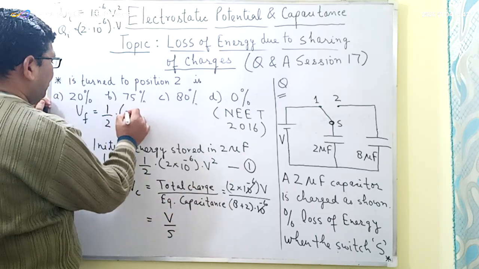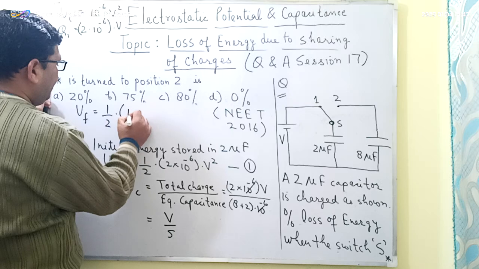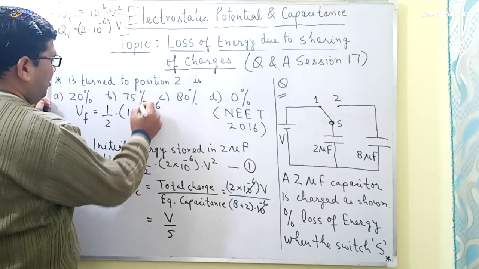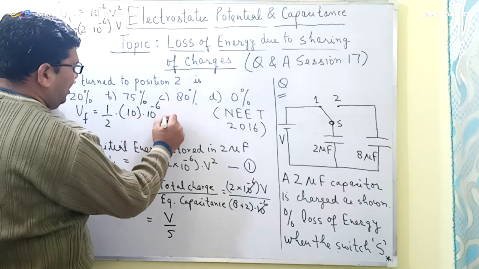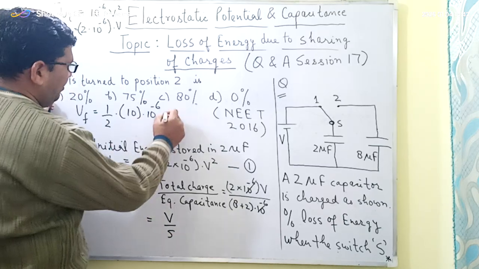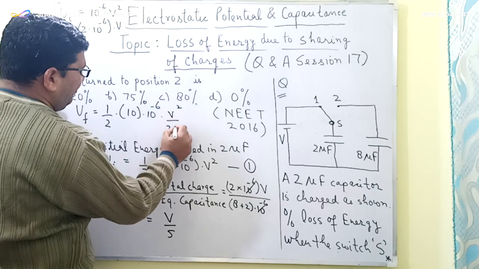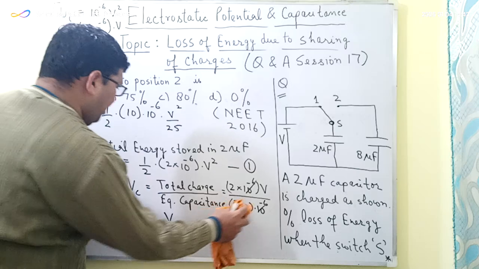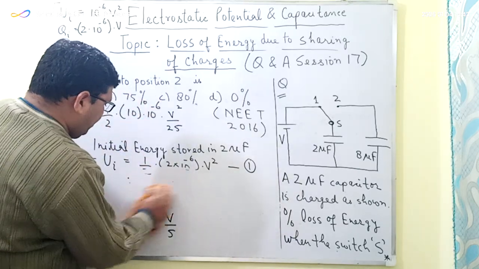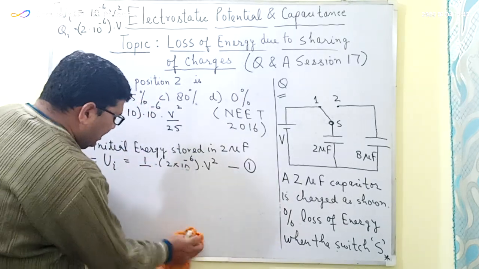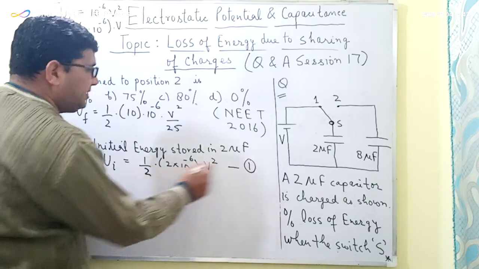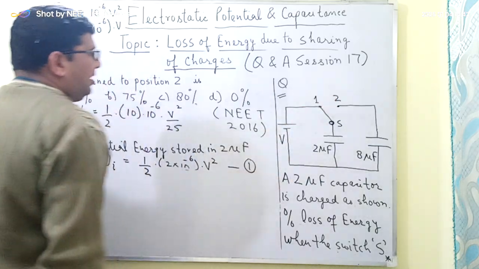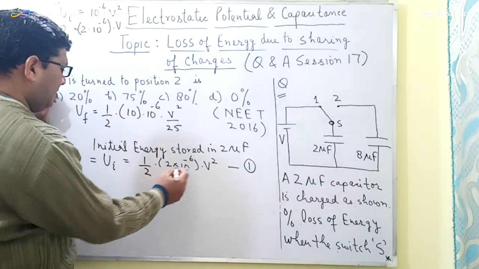So, the equivalent capacitance will be equal to 2 plus 8, that is equal to 10 into 10 to the power minus 6. Half CV square, and V will be the common potential. So, this will be equal to V square upon 25. So, this is the final energy which will be stored in this combination of capacitors, that is 2 microfarad and 8 microfarad, when the switch is turned towards position number 2.